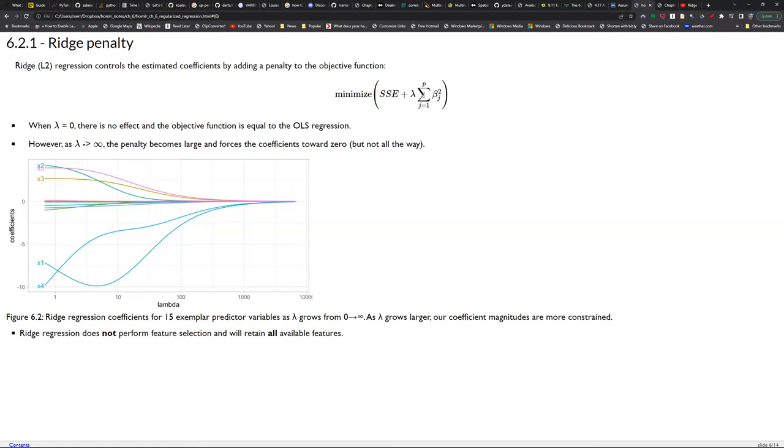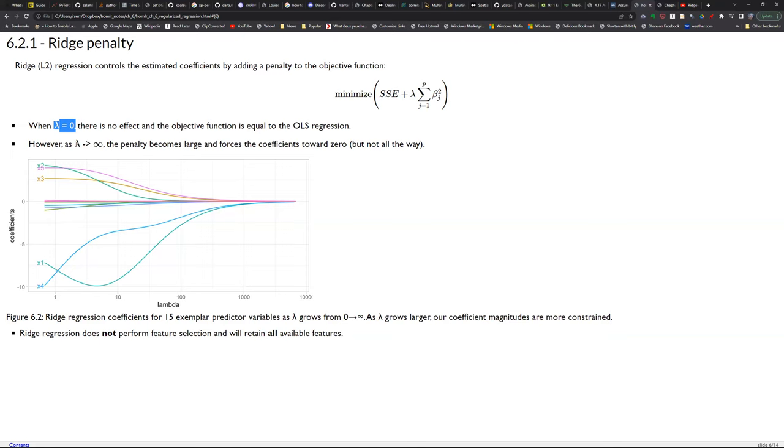So the lambda is going to be the regulator in this case, because this is fixed, okay? When we set lambda to zero and minimize the sum of square errors, we get the same line that we did when we were doing it without the regularization. So the lambda is really the tuning parameter that is going to give us the best fit with that penalty. So when lambda is zero, there's no effect, and the objective function is equal to the ordinary linear regression, right?